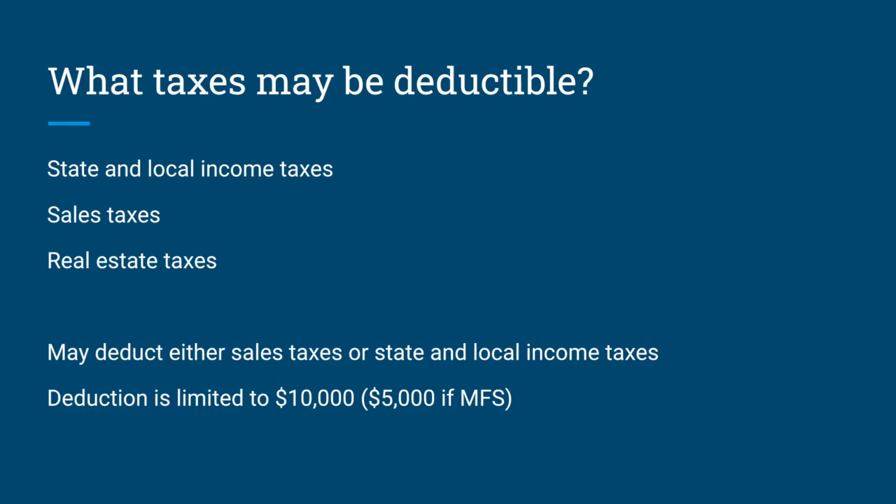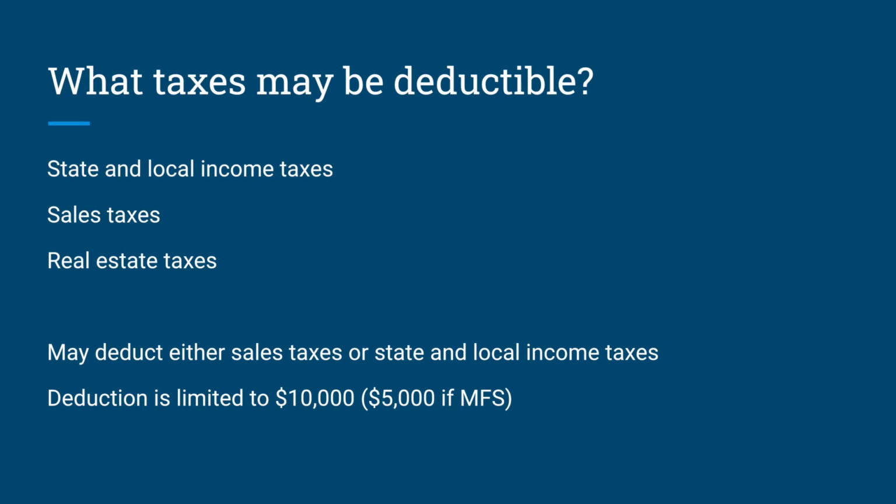And so another itemized deduction that you can sometimes see is that taxes can be deductible in certain cases. And so the three kinds of taxes that we often see that can be deductible are state and local income taxes, sales taxes, and real estate taxes.